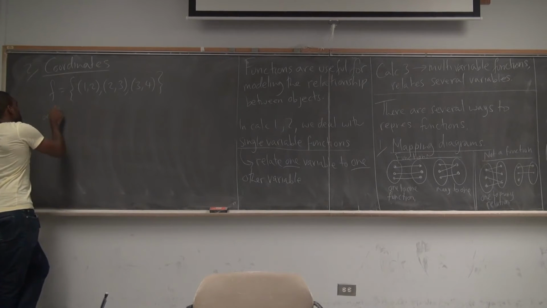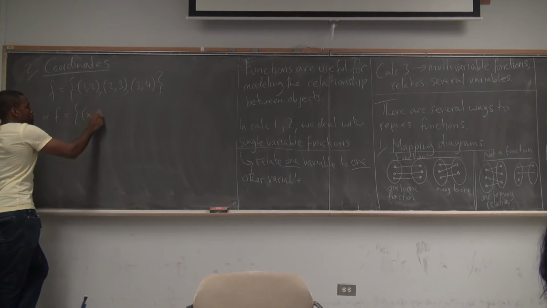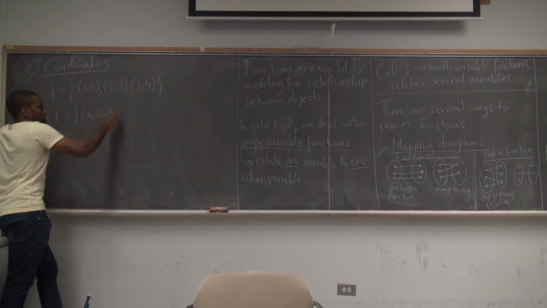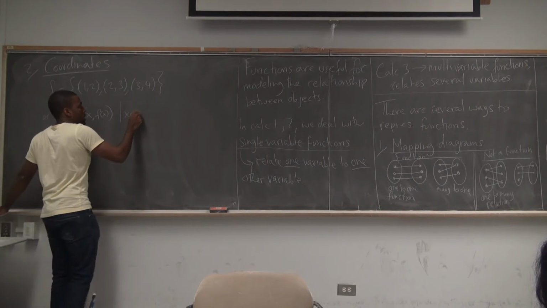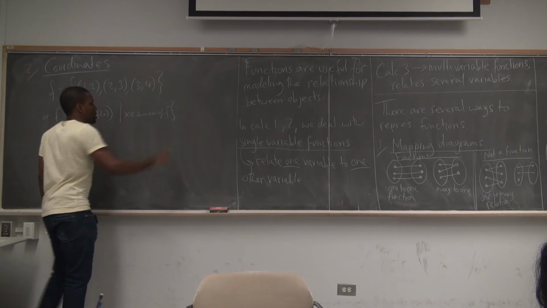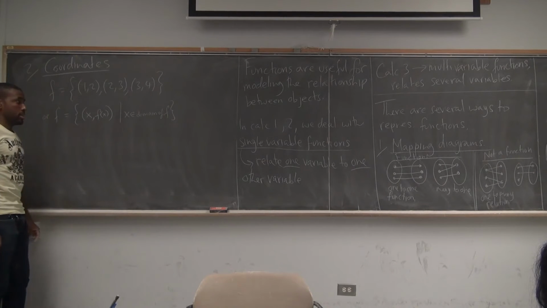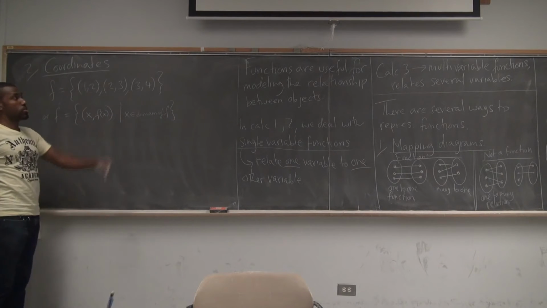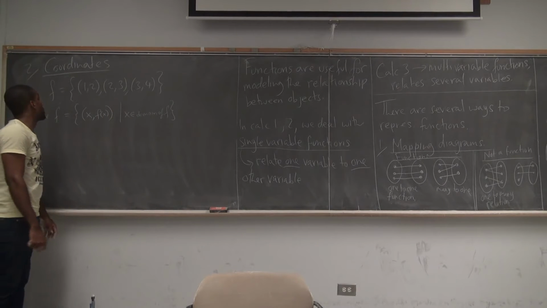Or f equals, I can write a set of coordinates where I put x, comma, f of x, such that x is in the domain of f. And I put these squiggly brackets, and that's defining a function. So if you see a list of coordinates, you can think of it as a function.